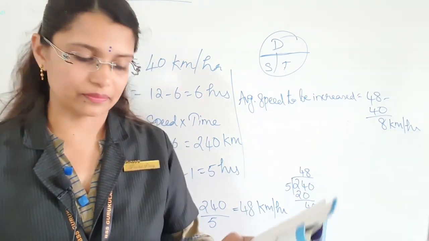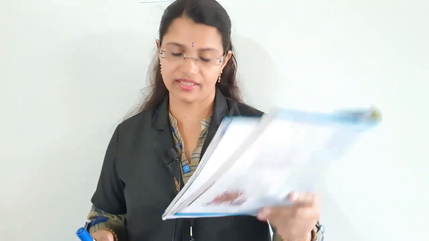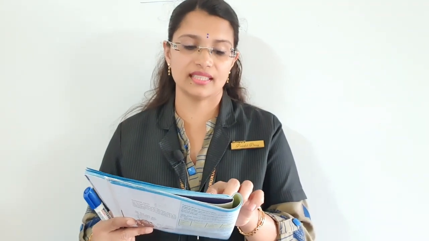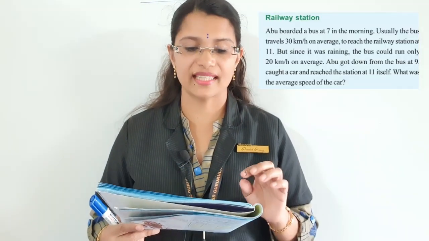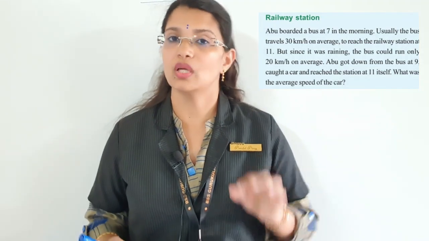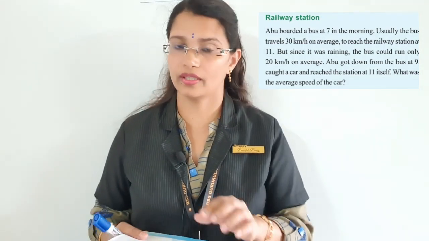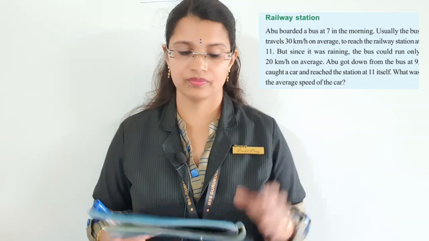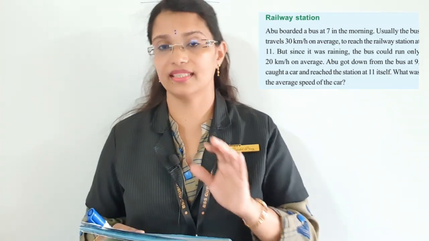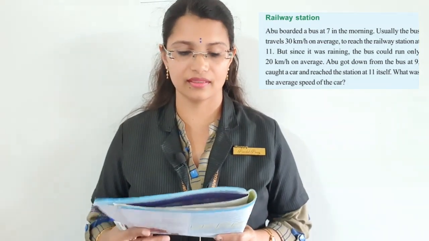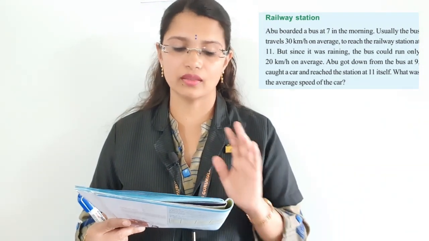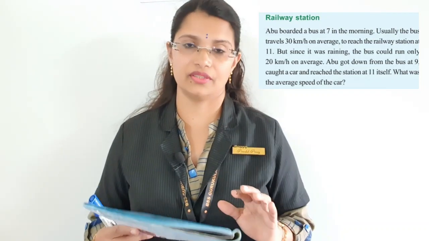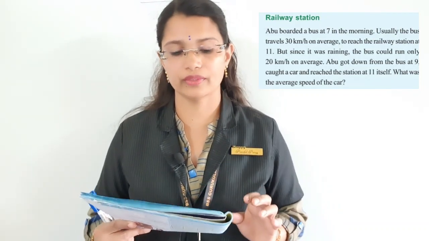Is it clear, children? Children, take page 101. In that side heading railway station, one question is there. Abu boarded a bus at 7 in the morning. What is this, children? Boarded? Boarded means got onto it. Abu got onto the bus at 7 a.m. Usually the bus travels 30 kilometer per hour on average. So what is the speed of that bus?